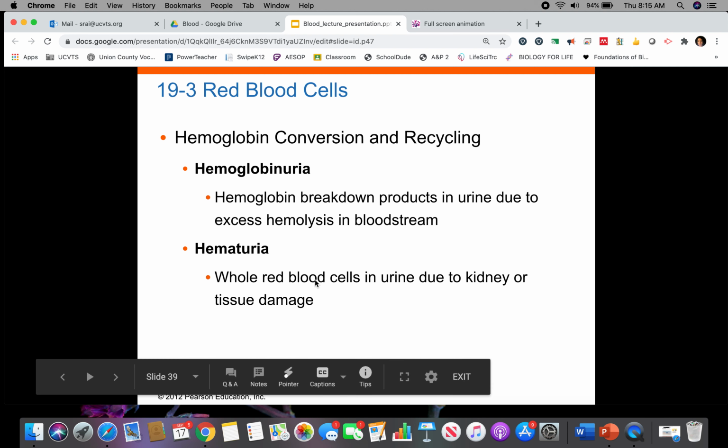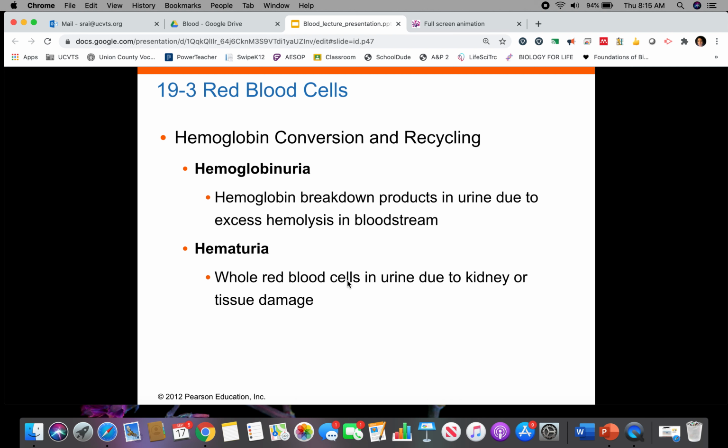Hematuria is when red blood cells are released into the urine. So if you have urine with blood in it, it could relate to kidney damage or tissue damage, internal bleeding. Not good.